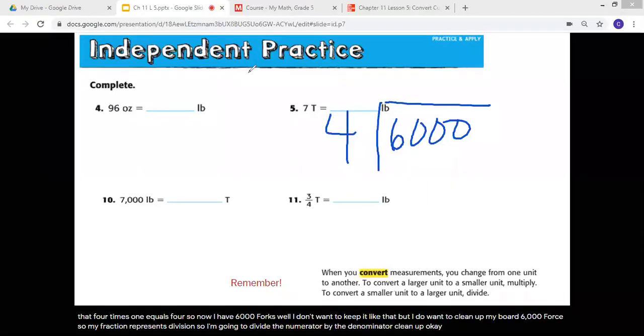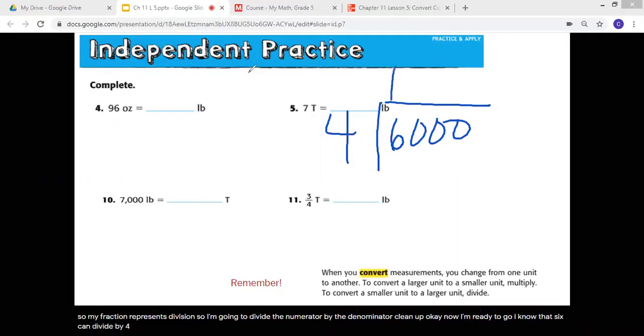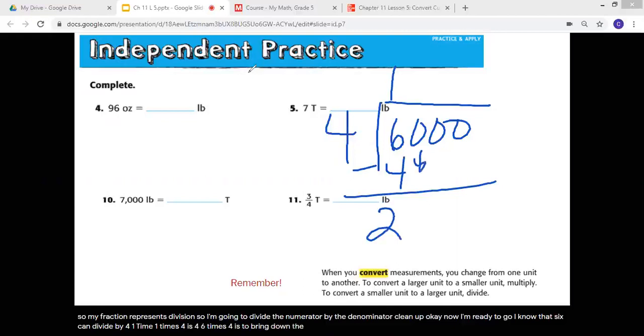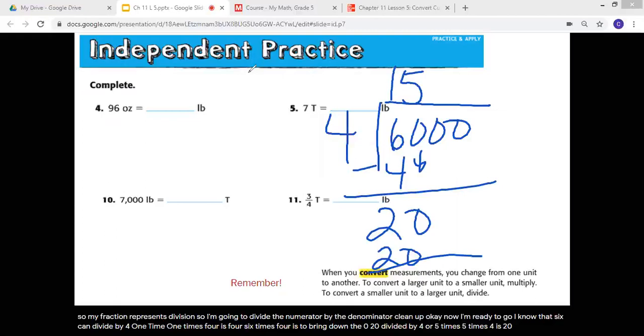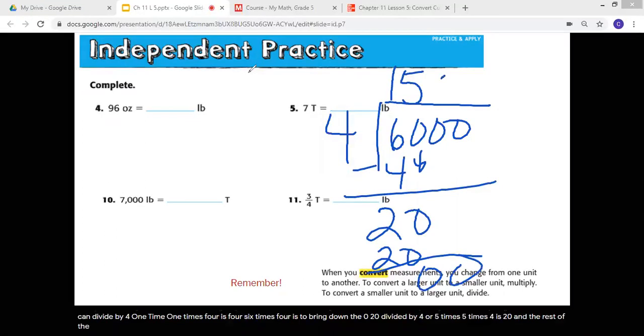Okay, now I'm ready to go. I know that 6 can divide by 4 one time. 1 times 4 is 4. 6 minus 4 is 2. Bring down the 0. 20 divides by 4 5 times. 5 times 4 is 20. And the rest of the answer is going to be zeros.